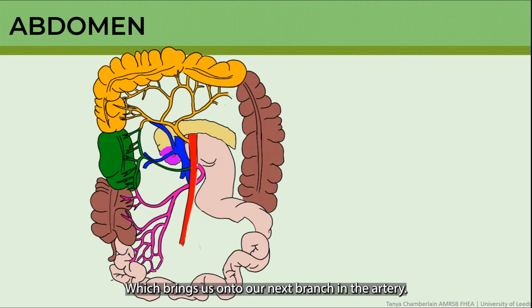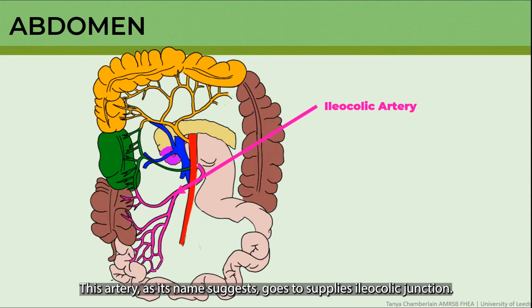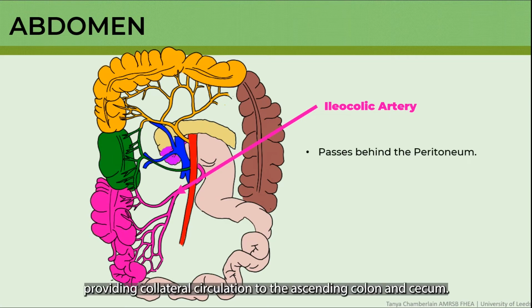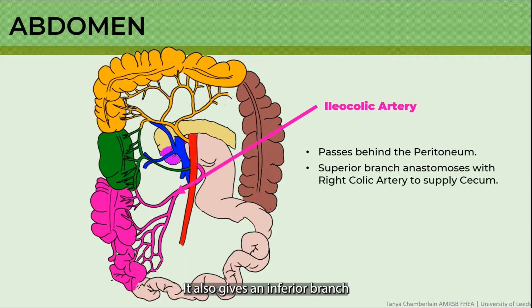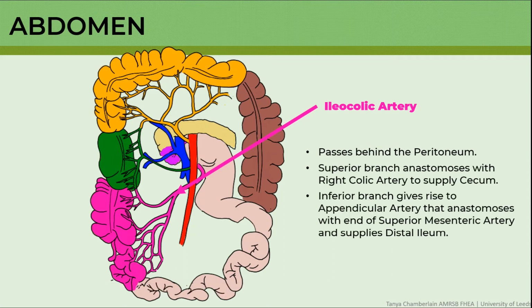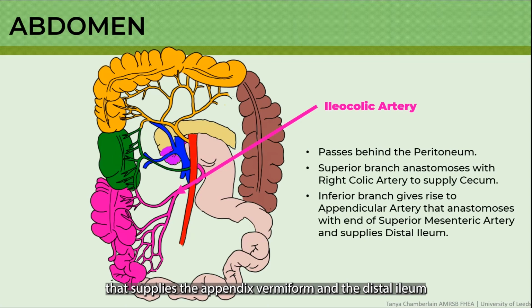Which brings us on to our next branch, the ileocolic artery. This artery, as its name suggests, goes to supply the ileocolic junction. It passes retroperitoneal again, anastomosing with the right colic artery, providing collateral circulation to the ascending colon and cecum. It also gives an inferior branch that supplies the appendix vermiformis and the distal ileum, the latter portion of the small intestine.